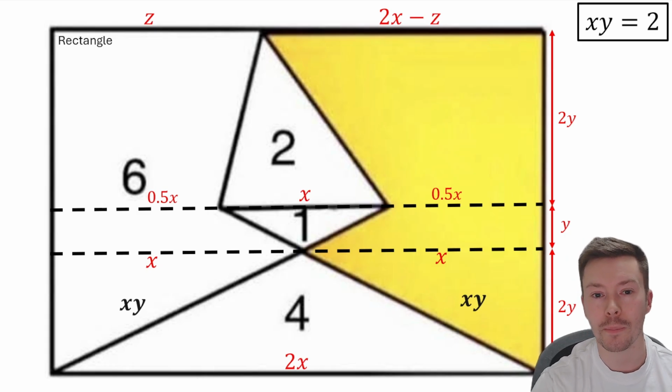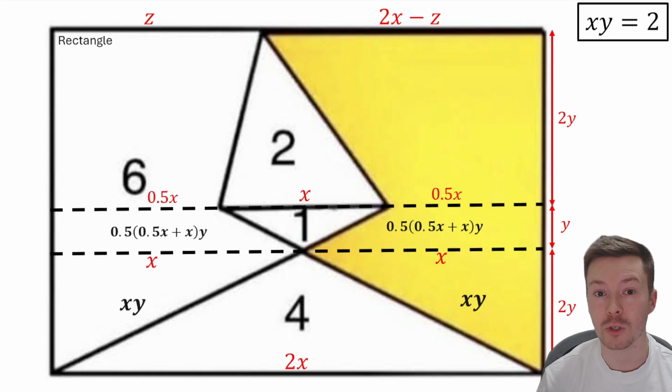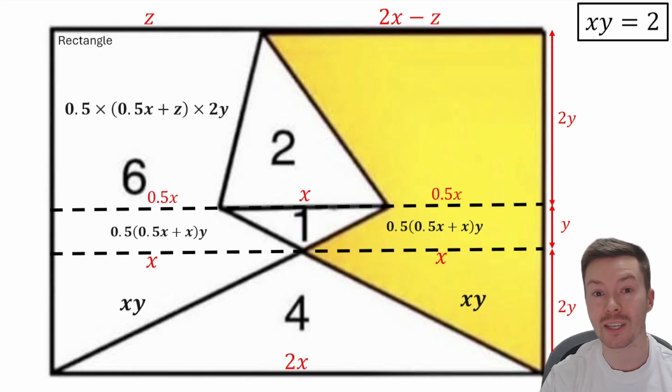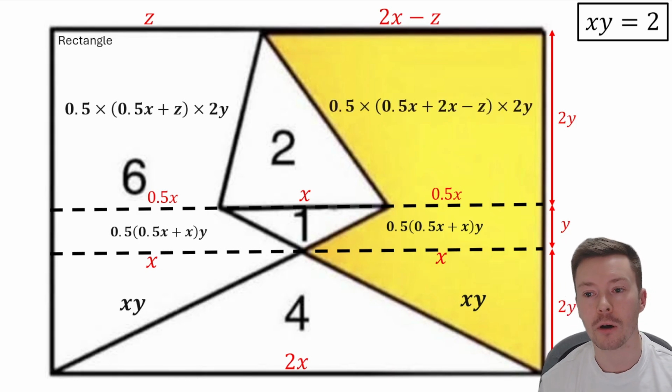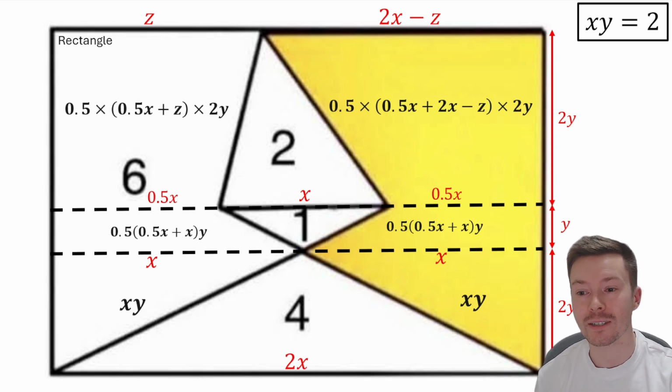And then above those, we've got trapezia, which the equation for that is a half of the sum of the two parallel sides times the height between them. And so we've got 0.5, a half, times by 0.5x plus x times by y, because that's the distance between. Now, the top left trapezia is going to be 0.5, so a half again, times by the parallel sides added together, so 0.5x plus z, times by the height between them, which is 2y. And on the right-hand side, exactly the same thing, apart from one of the two parallel sides is slightly different: 0.5x add 2x minus z.